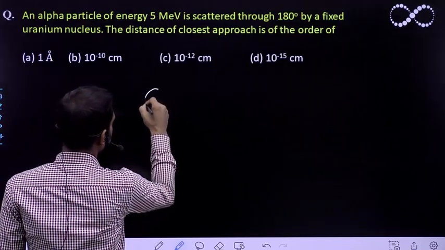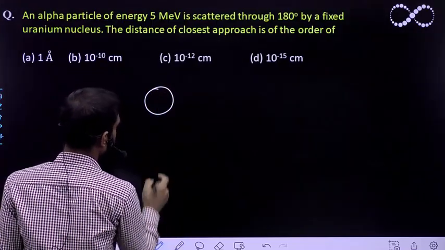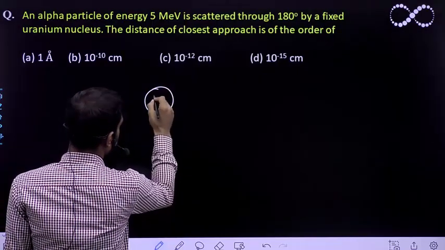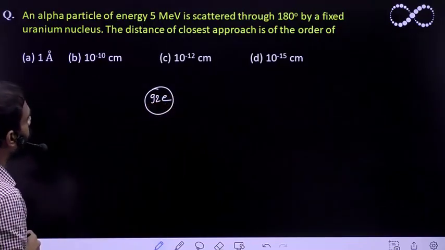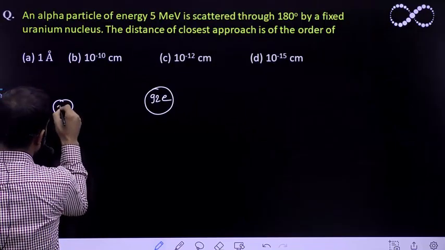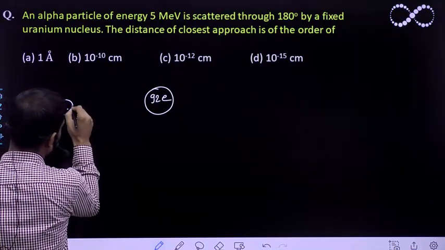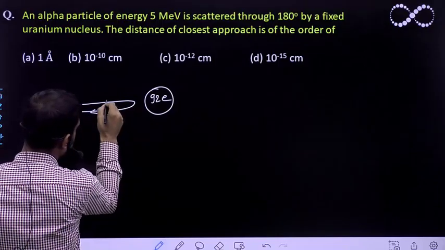Look, the uranium nucleus is given, so that will obviously be U92. So this is your nucleus, and here the charge will be 92e, and on the alpha particle the charge will be 2e. So it is coming here and it scatters by an angle of 180 degrees.